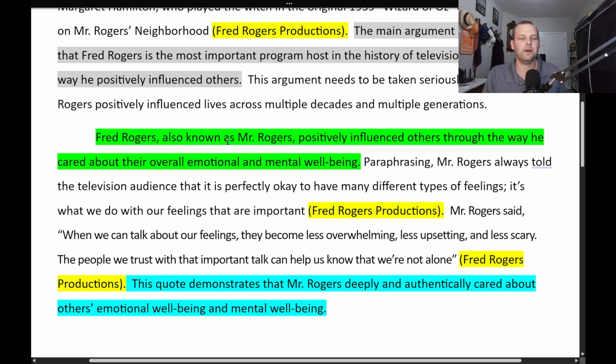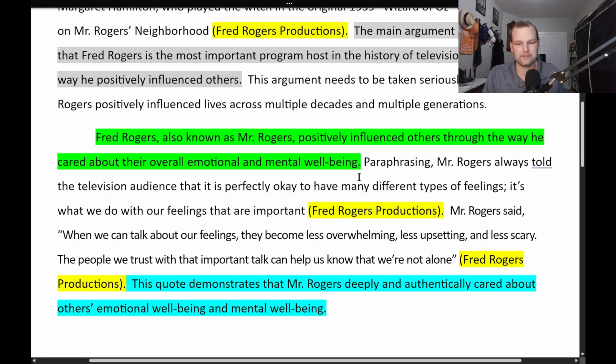Fred Rogers, also known as Mr. Rogers, positively influenced others through the way he cared about their overall emotional and mental well-being. Okay, so we know that this whole body paragraph is going to be about Fred Rogers caring about others' emotional and mental well-being, and that supports the main argument, which is that he's the most important program host in the history of television because of the way he influenced others.